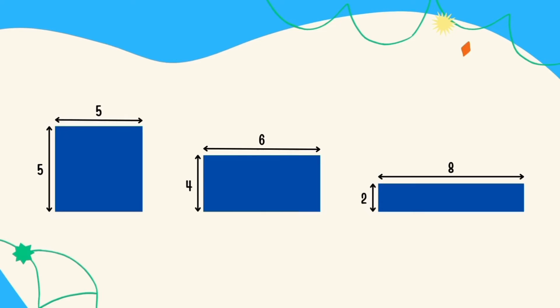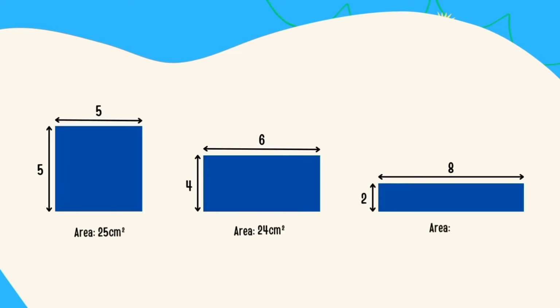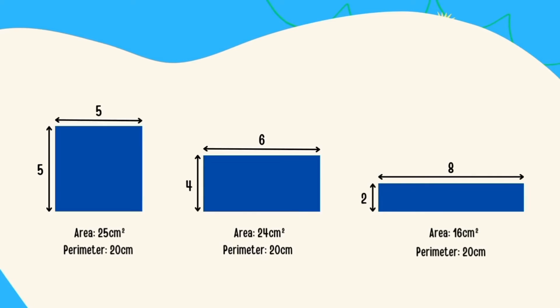However, if you calculate the total of area for each of the rectangles, the first rectangle will have 5 times 5 equal to 25 cm squared. The second rectangle is 6 times 4 equal to 24 cm squared. And the last rectangle, which is 8 times 2, equal to 16 cm squared. Since the measurements of width and length of all these rectangles are different, the total of area is different too. Thus, even though these rectangles have the same total of perimeter, they will have a different total of area.